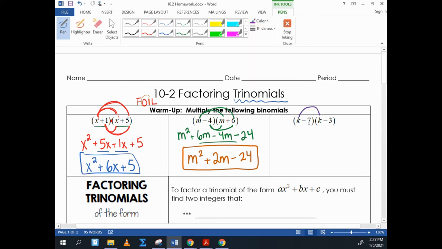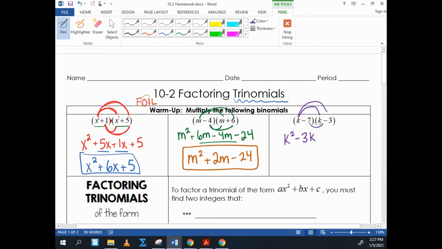We have k's this time. We've got a k times k. That'll give us our k squared. K times 3, it's a 3k. Oh, k times negative 3. Whoops, I missed that. You guys don't do that. All right, so k times negative 3 gives me a negative 3k.